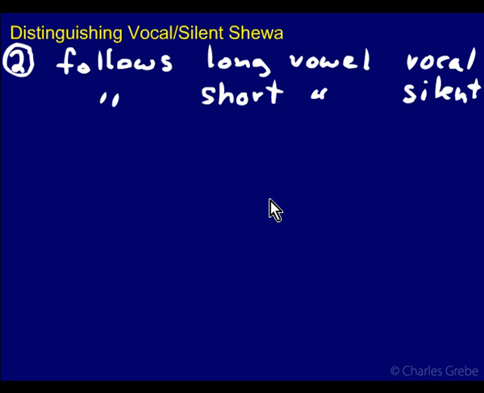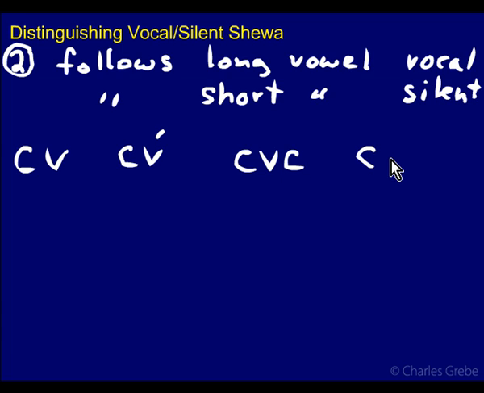Now let me show you how this develops from the rules of syllables that we already worked with. If you remember, there's basically 2 types of syllables. CV, open syllable, consonant vowel, and CVC, the closed syllable, consonant vowel consonant. And for each of these, they can be stressed or accented. So CV is the open unaccented, CV prime is accented, CVC unaccented, and CVC accented or stressed.